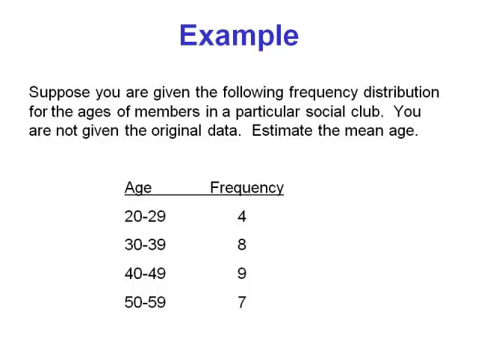So let's say we have a frequency distribution for the ages in some sort of club, and you only have the categories and how many people fall into each category. What you don't know is what the actual ages are. So we know that 4 people are between 20 and 29, but I don't know, are they 20, are they 22, are they 27? It's hard to find a mean age when you don't have the ages to add together.